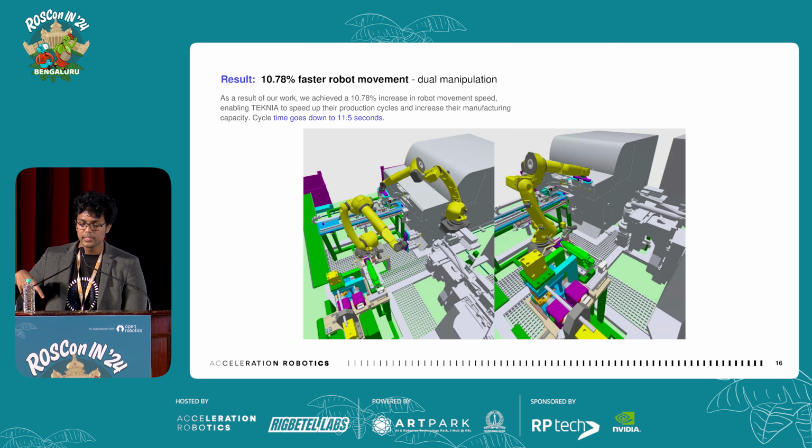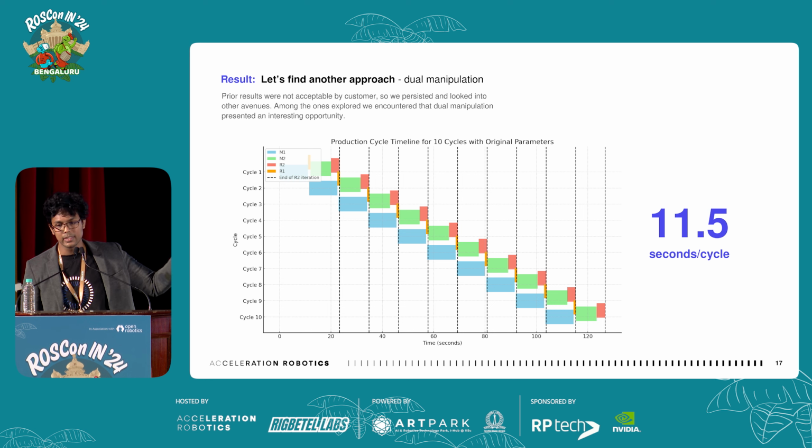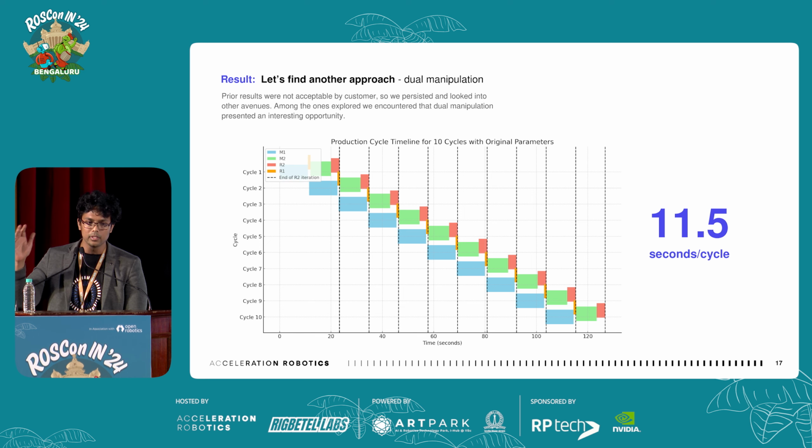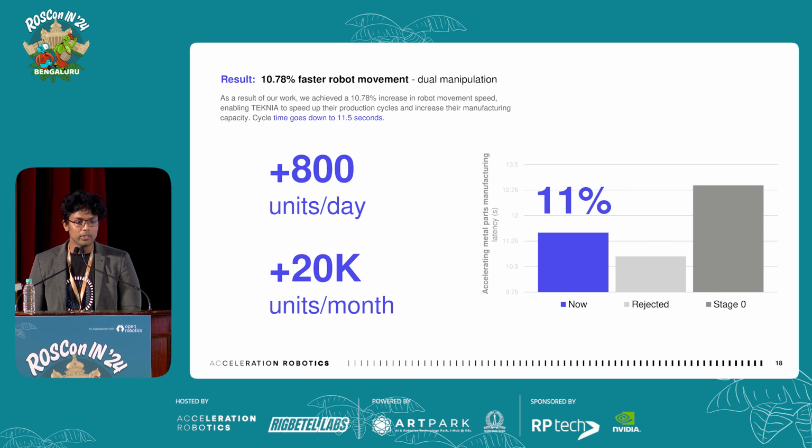So we made the setup for them, and what it resulted into was a 10.78% faster robot movement. Now, 10.78% may not seem like a huge number, but when you're operating at the scale of an industrial manufacturer, the cycle time was reduced from 13 seconds to 11.5 seconds. The Gantt chart shows that it's spaced very tightly. The earlier Gantt chart had a lot of blank spaces in the middle because the movement wasn't optimal.